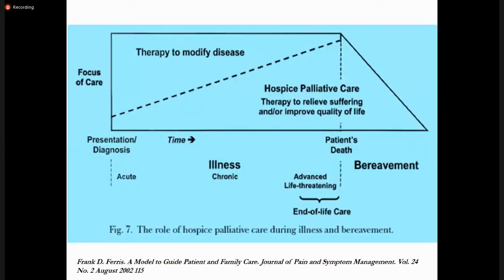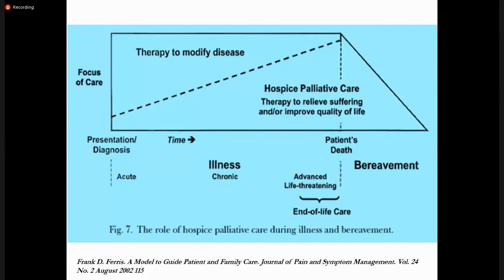So what we have discussed till now, we can summarize in this diagram. Basically, what this diagram is saying is what the role of hospice palliative care is during illness and bereavement. You can see that on the horizontal line, or the x-axis, there is time, and on the y-axis, or the vertical line, there is the focus of care.